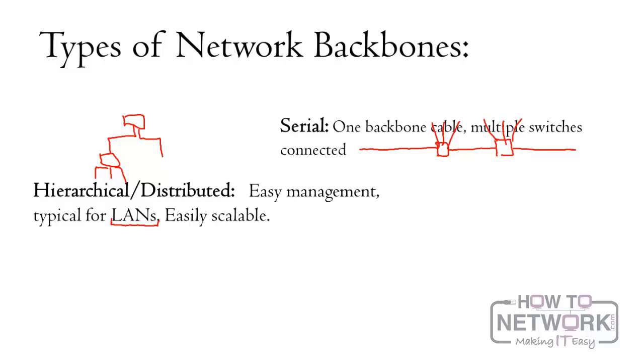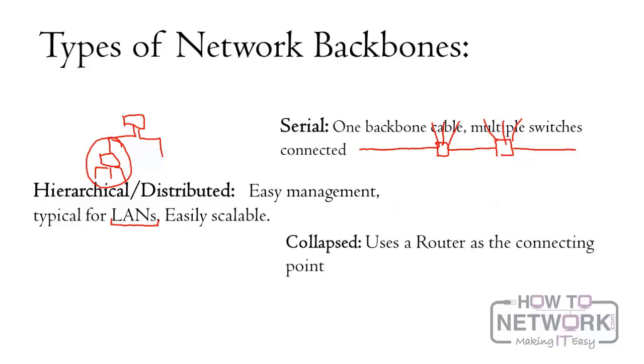typical for what we'll call local area networks or LANs. It's much more easily scalable, as you can see, because I can update one part a lot faster. And in this case, the backbone is responsible for the traffic of the nodes on each branch. So we have different branches, and on each branch, the backbone is responsible for that, and that's how it gets a little easier.